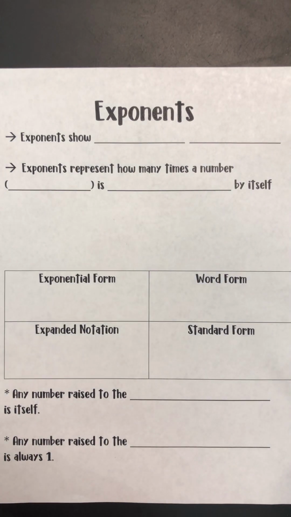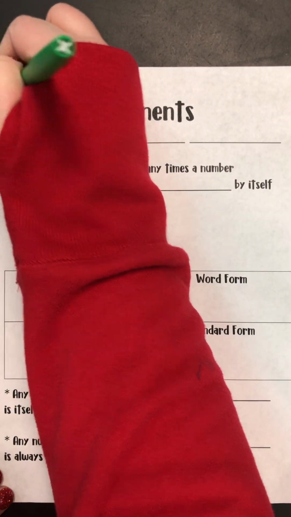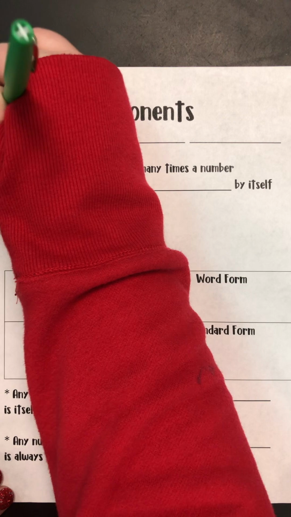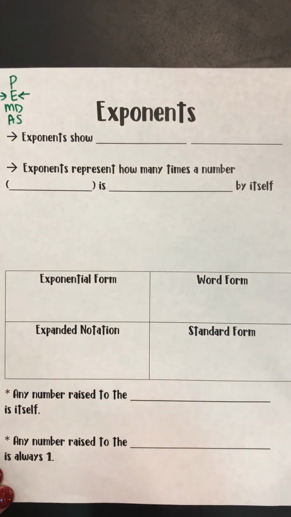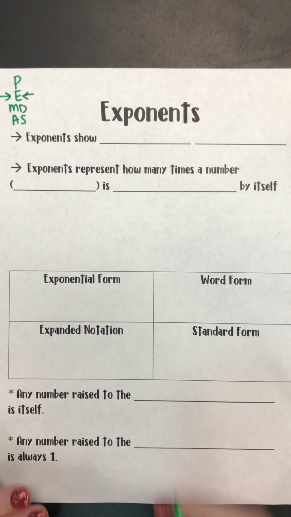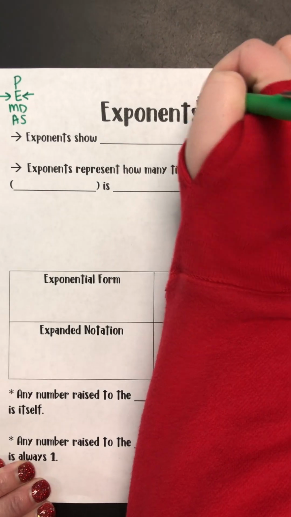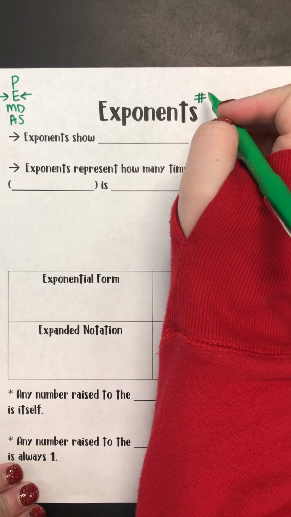All right, so today we're going to talk about exponents. When we're talking about PEMDAS, exponents is the E. So today we're going to talk about the E in PEMDAS, okay? And that stands for exponent. An exponent is a small number that is in the top right-hand corner of another number, okay?